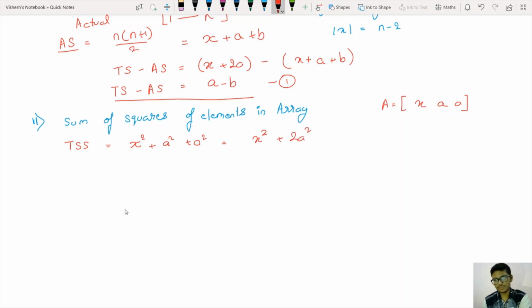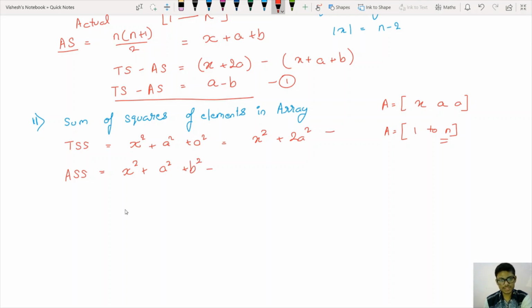Now if there were no missing or repeating element, that means this array consists of all the elements from 1 to n, then what would be the sum? It is nothing but the sum of squares of the first n natural numbers. Let's call it ASS, the actual square sum. Instead of writing this sum in terms of n, I would like to write it in terms of x, a and b. So I can say that x square plus a square plus b square.